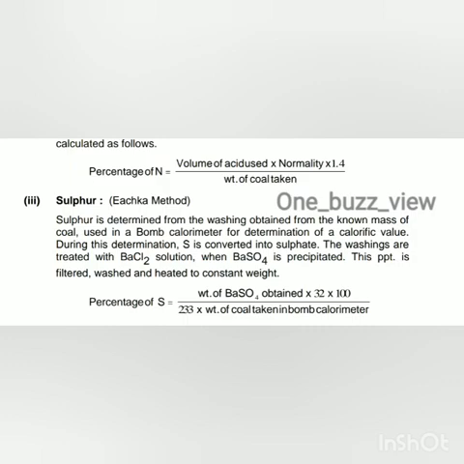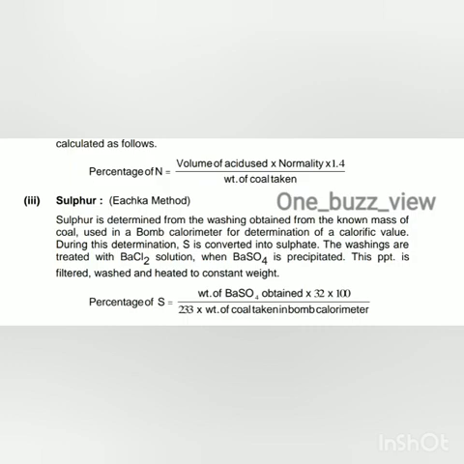Now sulfur. Sulfur is determined from the washings obtained from a known mass of coal used in a bomb calorimeter for determination of calorific value. The sulfur is converted into sulfate, and the washings are treated with BaCl2 barium chloride solution, where BaSO4 is precipitated. This precipitate is filtered, washed, and heated to constant weight. So the percentage of sulfur will be determined by weight of BaSO4 obtained into 32 into 100 upon 233 into weight of coal taken in a bomb calorimeter.